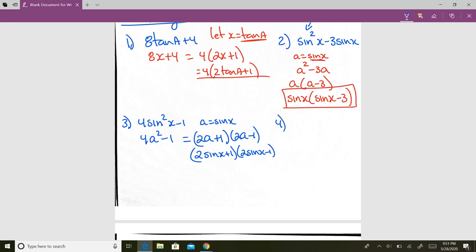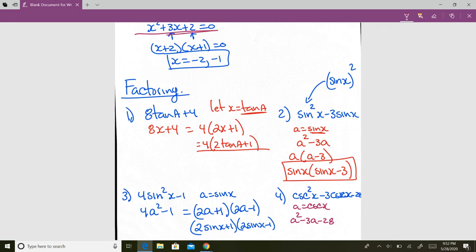All right, the fourth one. Cosecant squared x minus 3 cosecant x minus 28. Okay, so they got a little squished. We'll sub out the cosecants. Call them a's. So a is equal to cosecant x. So I end up with a squared minus 3a minus 28. This is just a regular quadratic, just like this one here.